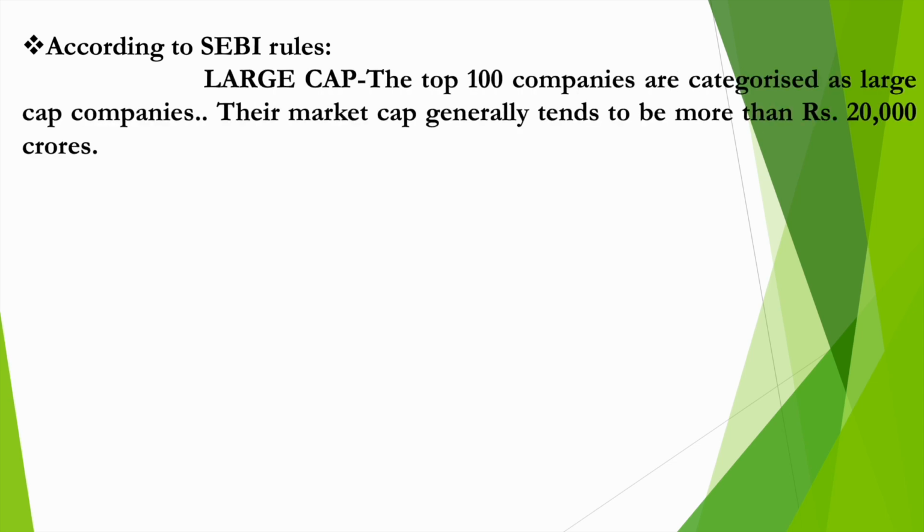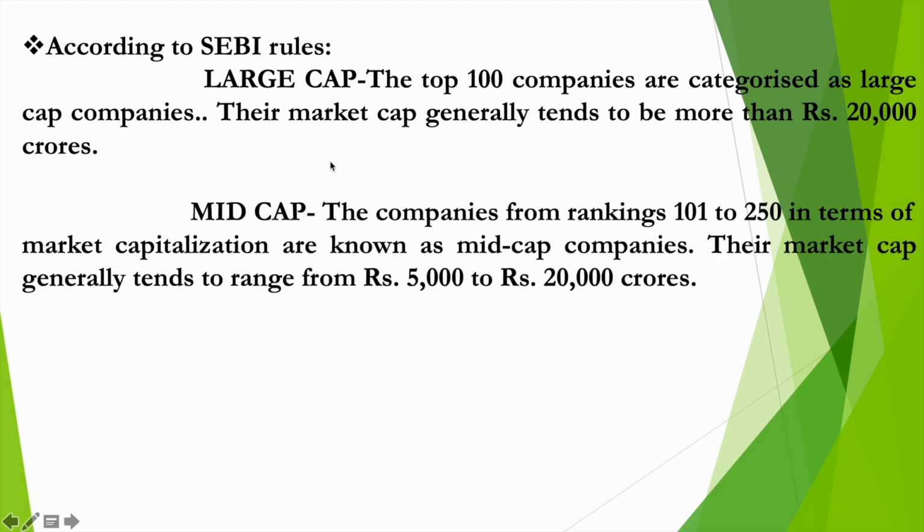all companies that are listed on the stock exchange market are categorized. Number 1. Large cap. The top 100 companies are categorized as large cap companies. Their market cap generally tends to be more than rupees 20,000 crores. Next, mid cap. The companies ranked 101 to 250 in terms of market capitalization are known as mid cap companies. Their market cap generally tends to range from rupees 5,000 to rupees 20,000 crores.